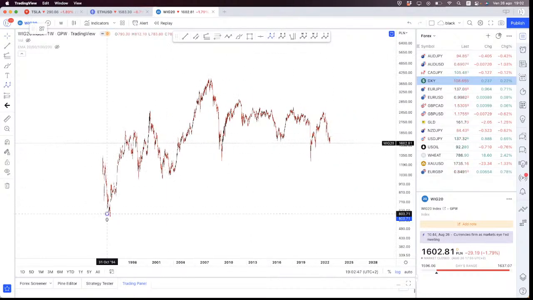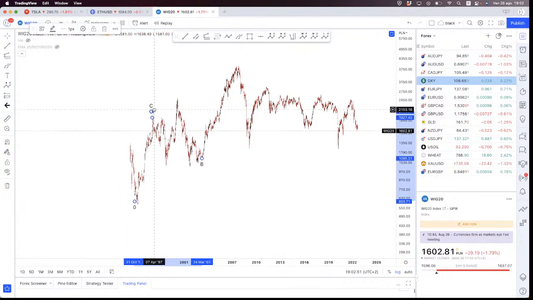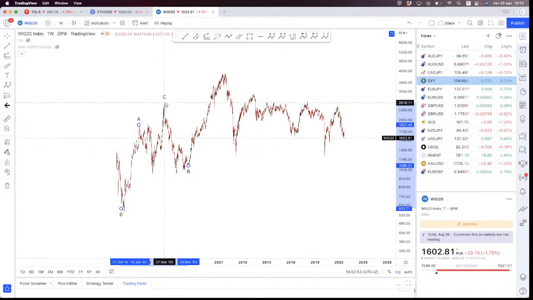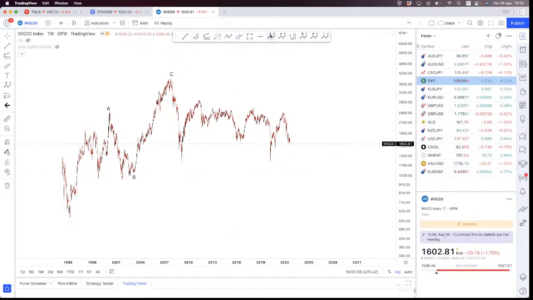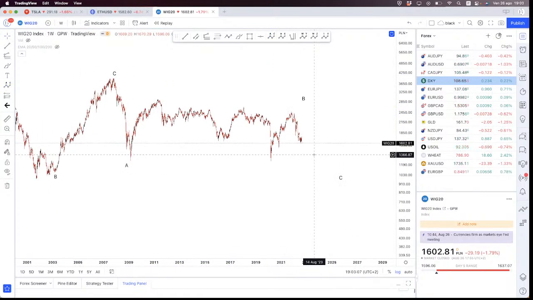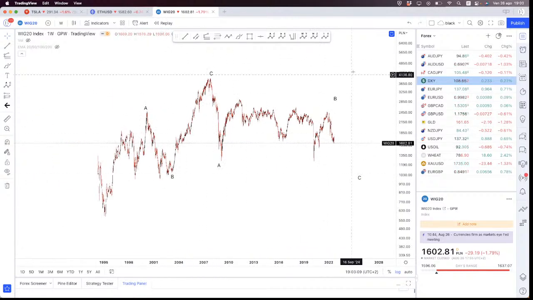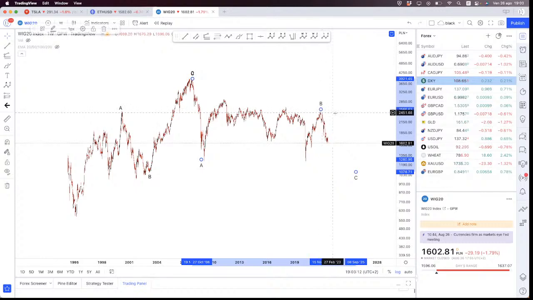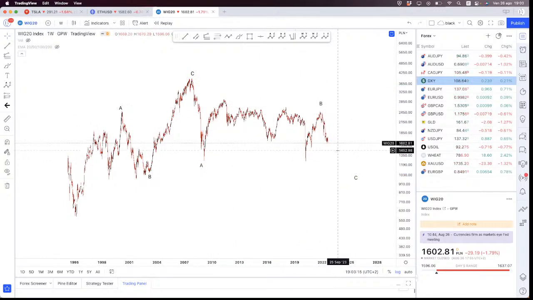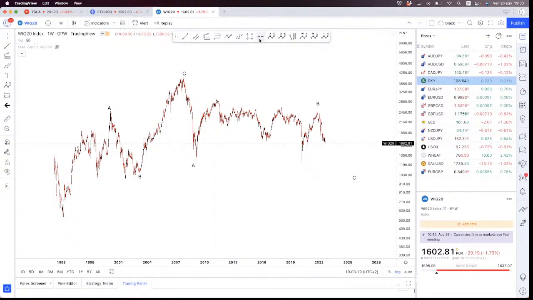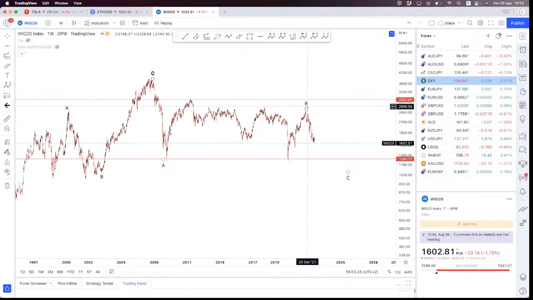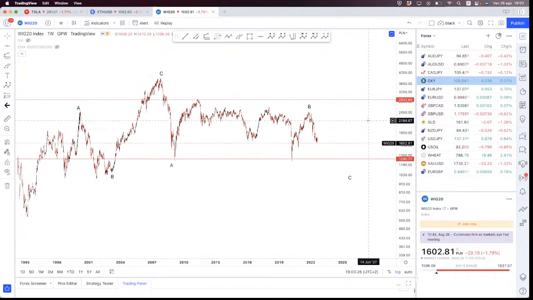Okay, so this looks like a large A, or even A, B, C. Yeah, I can see it going lower, but it's very hard as it's not the most suitable for Elliott Wave. But yeah, obviously there's this big range, a huge range, but it's not really going anywhere.